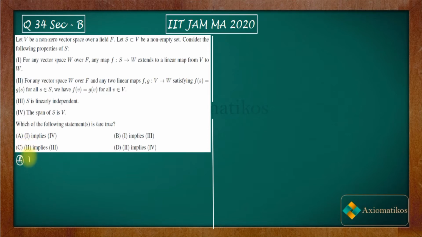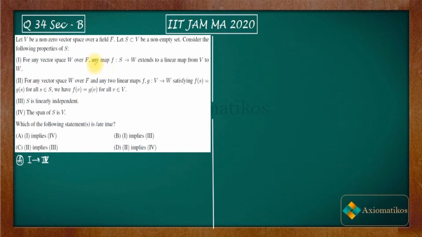Option A suggests that the first statement will imply the fourth statement. What is the first statement? It says that for any vector space W over F, any map f from S to W extends to a linear map from V to W.